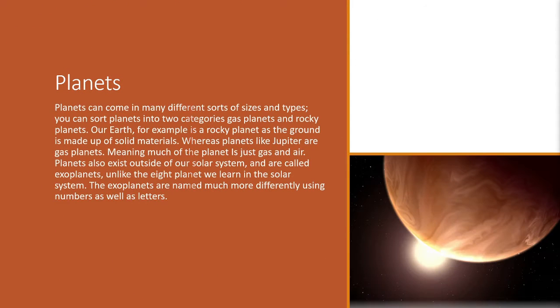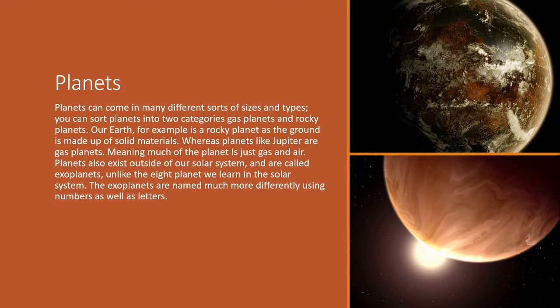Planets. Planets can come in many different sizes and types. You can sort planets into 2 categories, gas planets and rocky planets. Our Earth, for example, is a rocky planet, as the ground is made up of solid materials, whereas planets like Jupiter are gas planets, meaning much of the planet is just gas and air. Planets also exist outside of our solar system and are called exoplanets. And unlike the 8 planets we learned about in the solar system, exoplanets are named much differently, using numbers as well as letters.